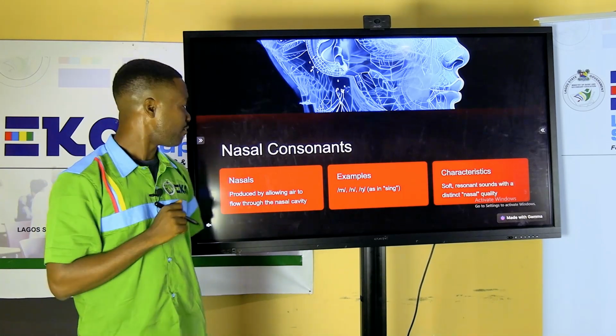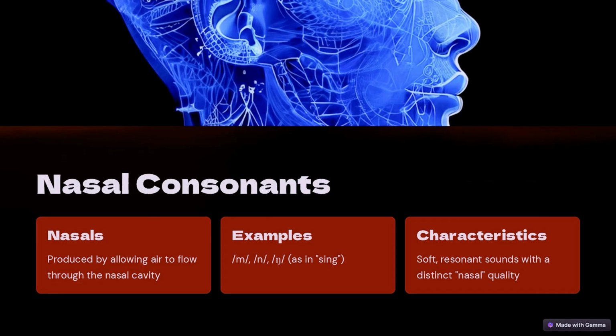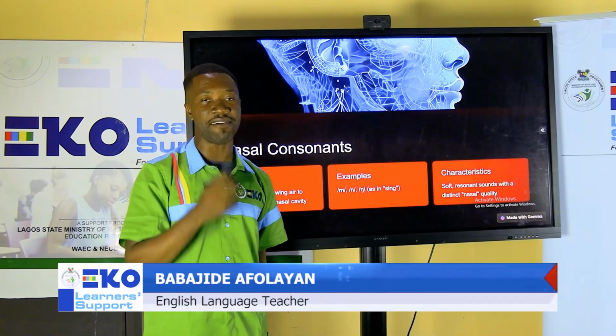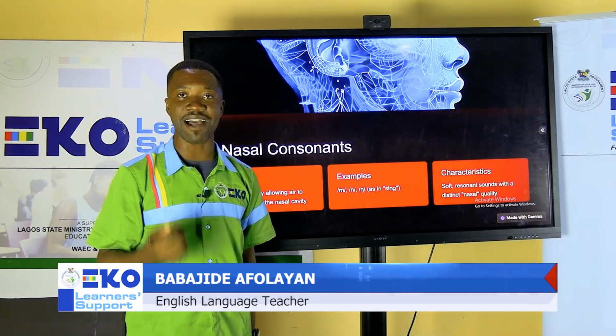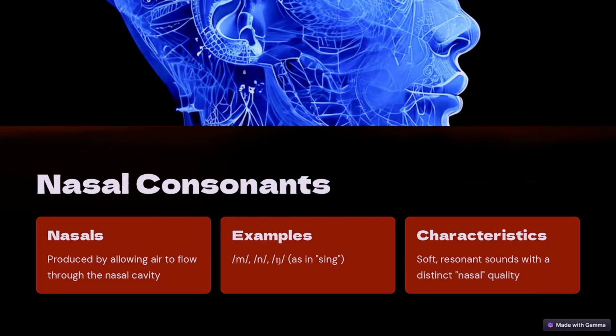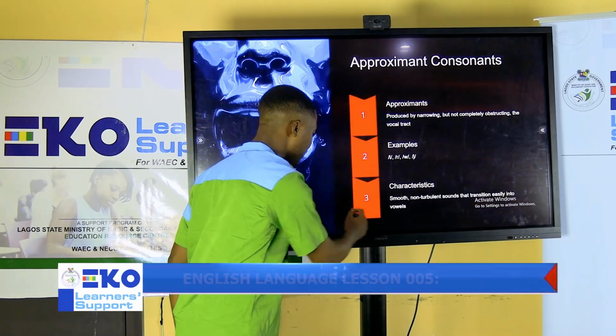Let's go to the next sound, which is a sound that we produce from the nose. It is called the nasal consonant. The nasal sound is produced by allowing air to flow from the nasal cavity. The nasal cavity is found in the nose. Examples of these sounds are m, n, and ng as in sing. The characteristics are that it is soft, resonant, and sounds with a distinct nasal quality.